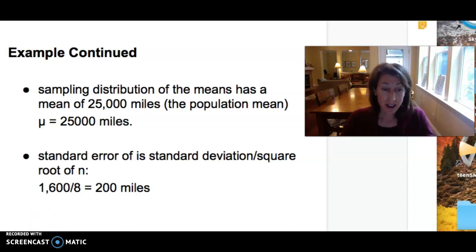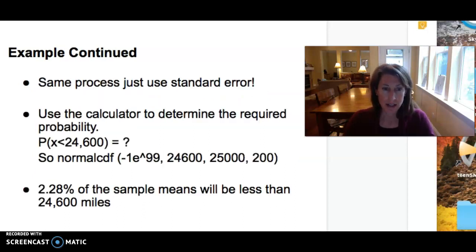Divided by 8 because that is the square root of 64, correct? So we have our standard error as 200 miles. Okay, so now we can use our usual tools, right? Same process, like I said, here we go. We just use the standard error. So we use our calculator to determine the required probability.